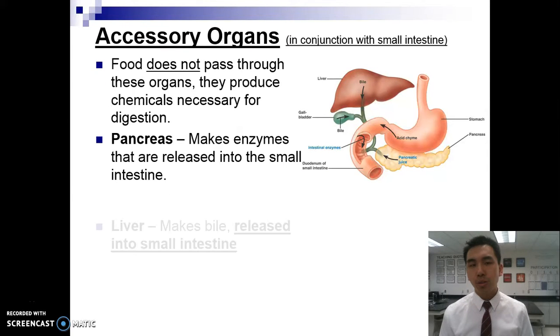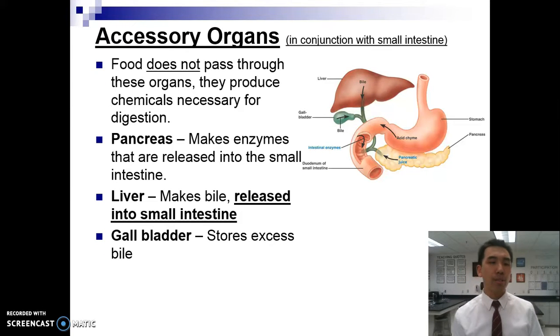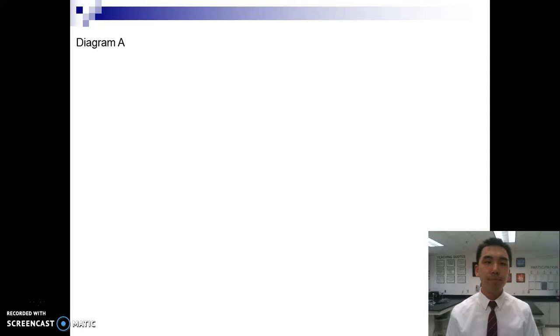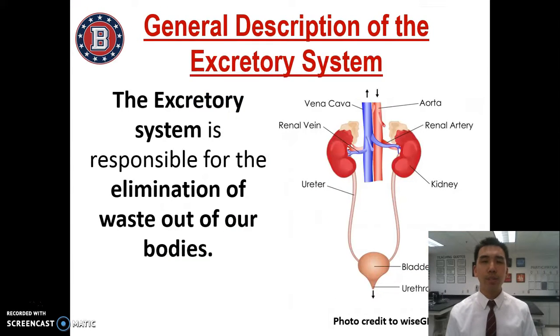There's also some accessory organs that I want to quickly cover. There's the pancreas, the liver, and the gallbladder. These are super important. Food does not pass through them, but they're important because it allows the small intestine to break down all of the food chemically, etc. So we just finished the digestive system. Now let's go on to the excretory system.